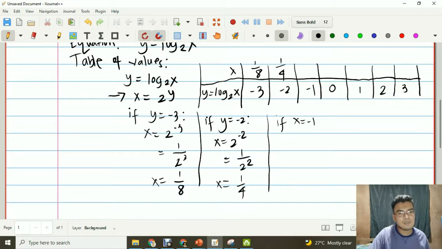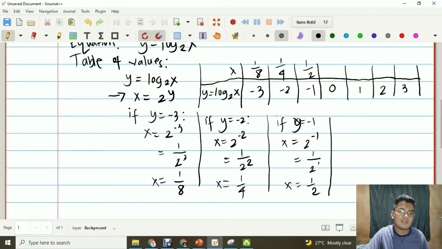If y is equal to negative 1, then x is equal to 2 raised to negative 1. 2 raised to negative 1 is equivalent to 1 all over 2 raised to 1, or simply 1 half.